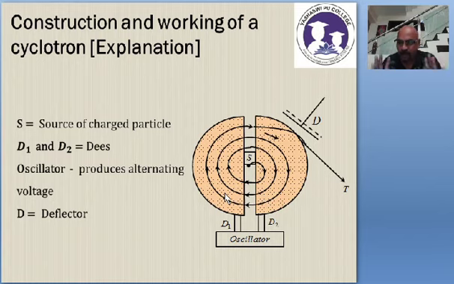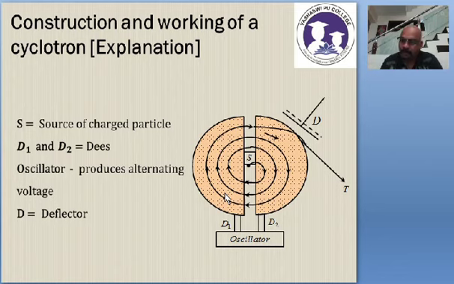I hope the things are clear. Very simple it is. One thing, please remember: two hollow semicircular discs in the shape of the letter D. Those discs are D1 and D2. These discs D1 and D2 are connected to the oscillator. At the end there is a deflector. Any charge moving in that direction will undergo deflection.